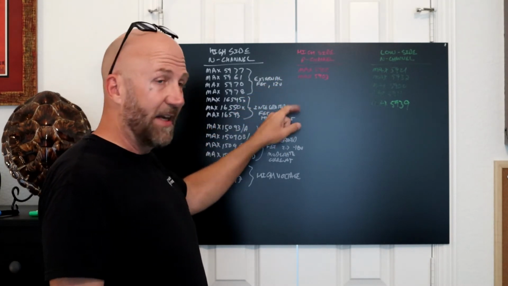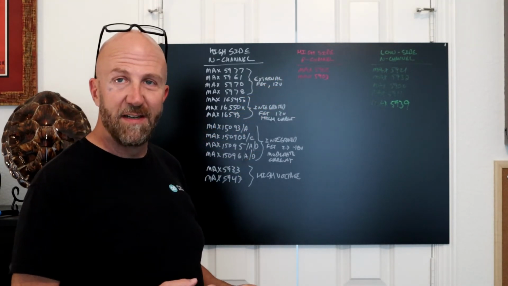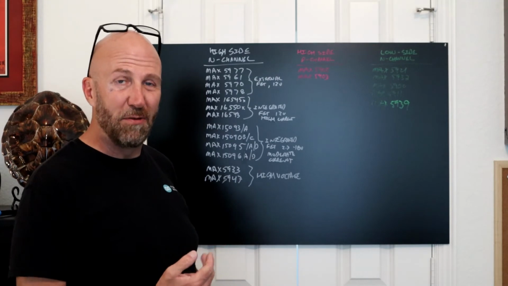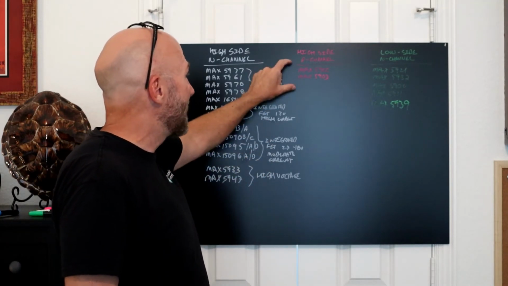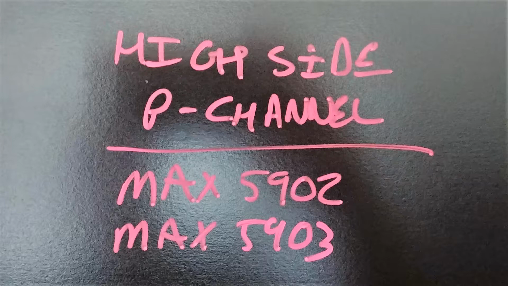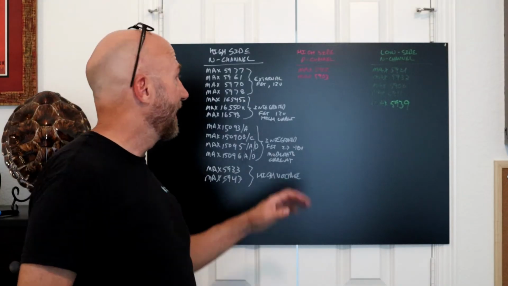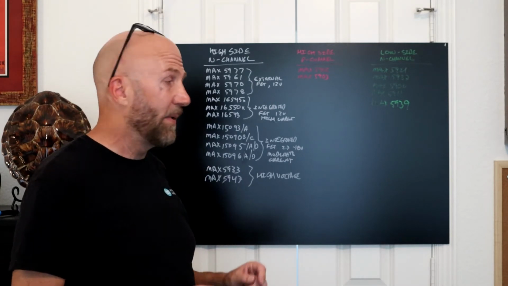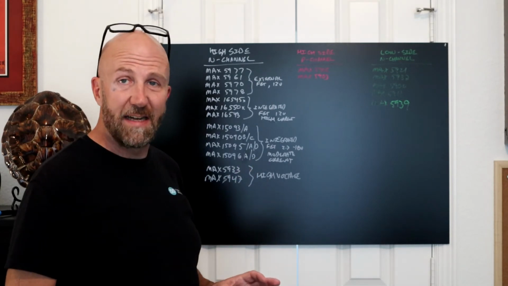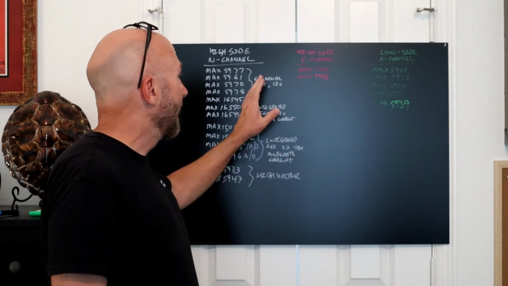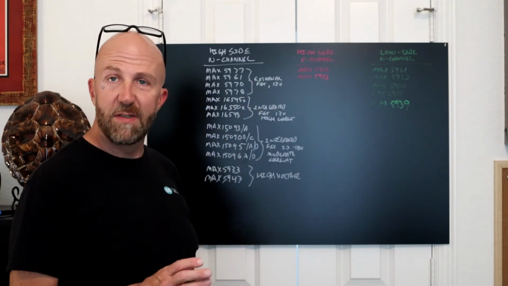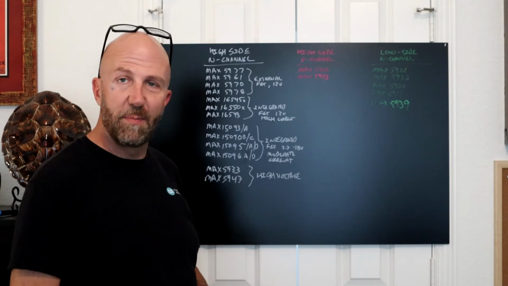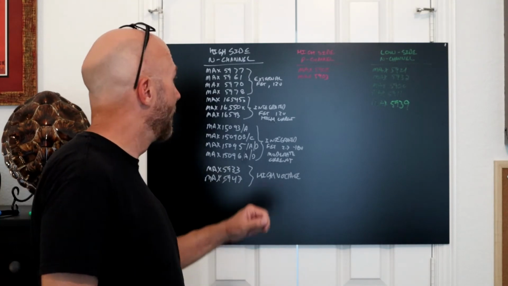Now for high side P channel, we have to go back about 20 years to a couple of ICs that I think my brother designed when he was still here. And that's the Max 5902 and the Max 5903. These are P channel simple swappers. The nice thing about these parts is that they drive an external P channel FET. They don't require a charge pump. They're small, typically in a SOT23 package. And they don't require a sense resistor. They use the RDS(on) of the P channel FET to detect overcurrent.